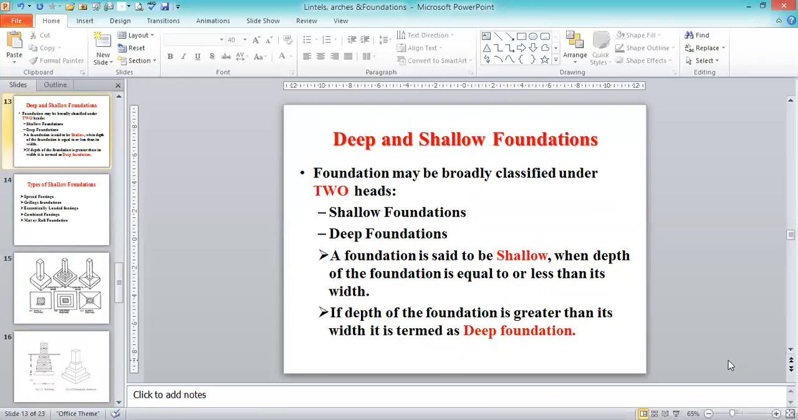Then the foundations have two classifications: shallow foundations and deep foundations.